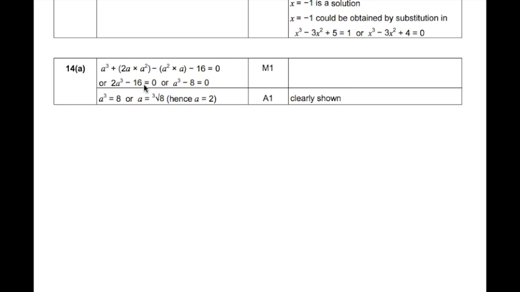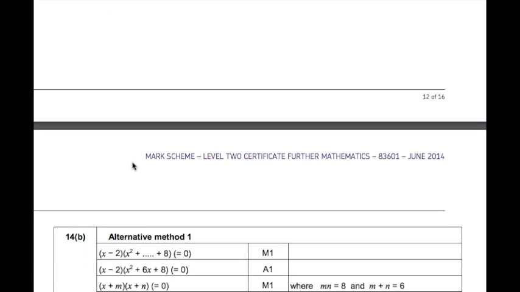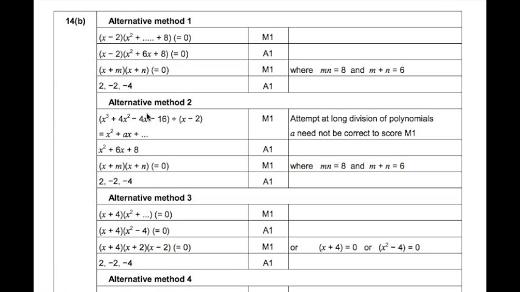So for part A, it looks like you get a method mark for subbing in a and a method mark for arriving at a equals 2. Right, there's loads of different methods. Essentially, you've got to factorise out x minus 2. That gets you a mark for recognising that. A mark for x squared plus 6x plus 8. A mark for factorising x squared plus 6x plus 8. And a mark for the final answers 2, minus 2 and minus 4.